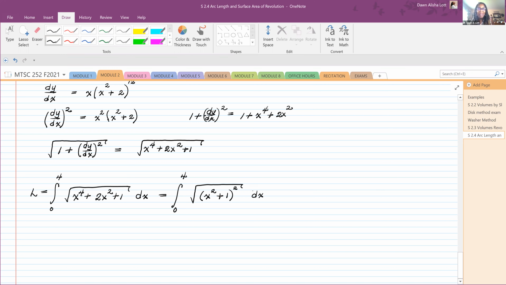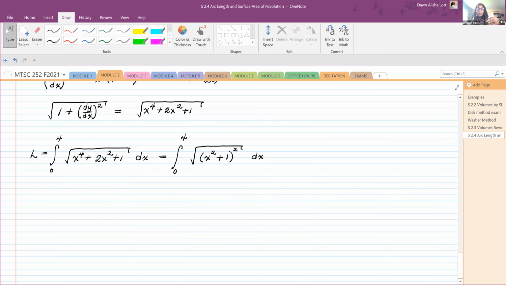These problems are made to work out, guys. They're not giving you the length of any old curve. They're giving you the length of a curve you can figure out. Okay, now what happens to the square root? When I take the square root of something positive, it's just that thing.